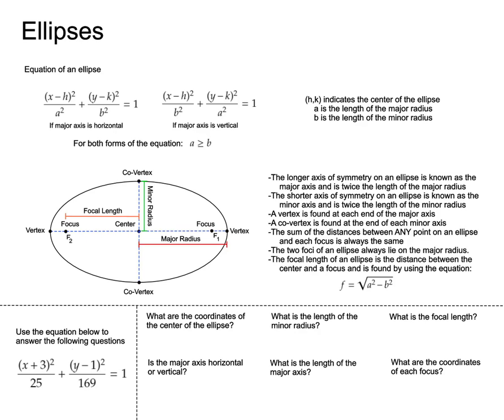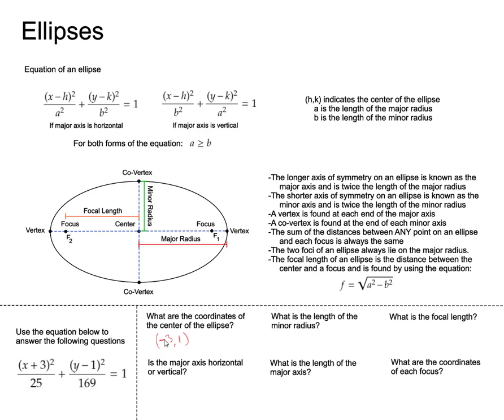Now that we've covered the basics of ellipses, let's do some sample problems. Use the following equation to answer the following questions: (x plus 3) squared over 25 plus (y minus 1) squared over 169 equals 1. What are the coordinates of the center of the ellipse? Well, we know the standard equation has the center at (h, k). And in the equation we have x minus h squared and y minus k squared. So the center of this must be (-3, 1).